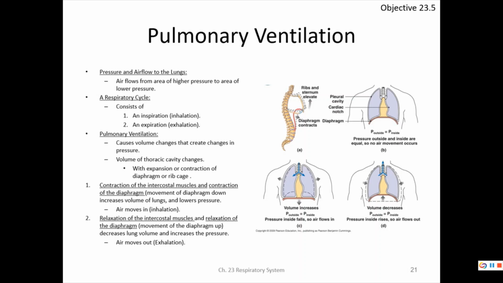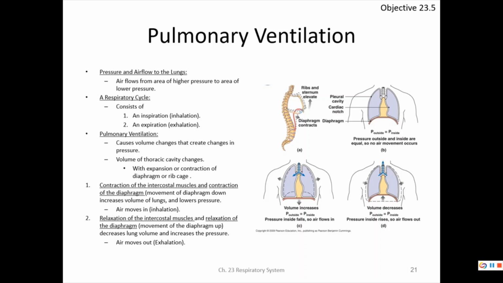Now, to do breathing, we need to inhale and we exhale. We call that a respiratory cycle. 1 inhale, 1 exhale. Breathe in, breathe out. Okay. Now, how do we do this? Pulmonary ventilation is going to cause changes to the chest. The volume of the thoracic cavity will change. And with that, changes in pressure. We can expand the rib cage, or we can contract the rib cage. We can expand the diaphragm, contract the diaphragm. Okay, things like that.